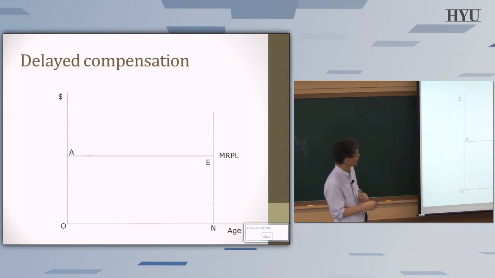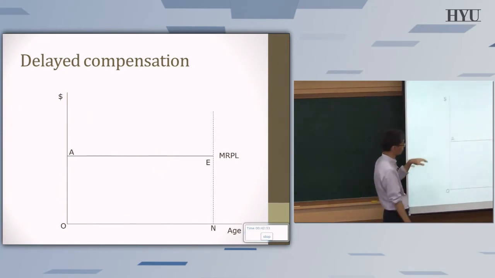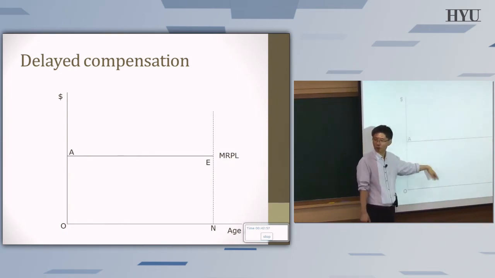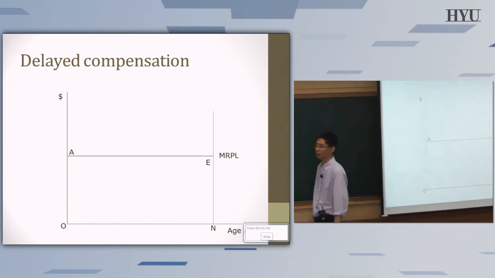And let's say for this individual, there is no change in productivity. To make things simple, MRPL is flat. Actually, it doesn't matter whether MRPL is increasing, but to make things simple, let's say it's flat. So if everyone is paid by their own productivity, they will be paid basically the same amount every year.